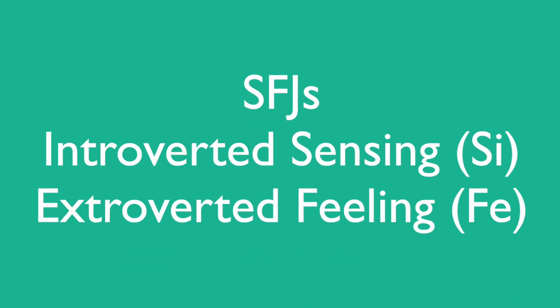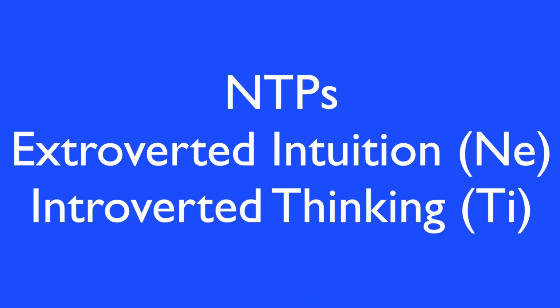So the SFJs generally prefer introverted sensing, extroverted feeling, and the NTPs generally prefer extroverted intuition, introverted thinking. And when I say prefer, of course I mean that that's what those types tend to rely on. They all have both of those. So the NTPs also have introverted sensing and extroverted feeling. They just don't prefer to use them. The SFJs have extroverted intuition and introverted thinking. They just don't prefer to use them.